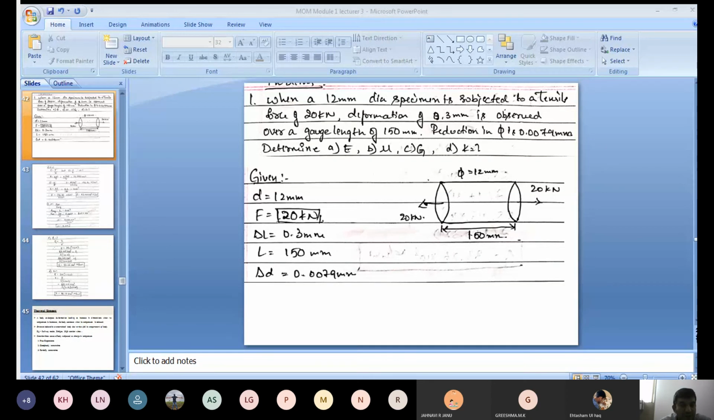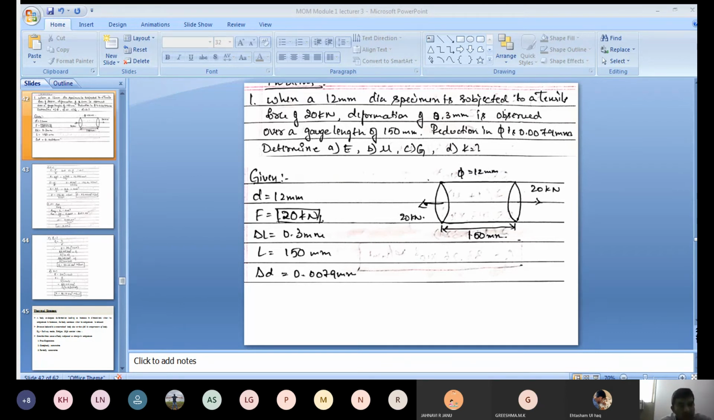Poisson ratio. How do you determine Poisson ratio? As you know, it's the ratio of lateral strain divided by longitudinal strain. Lateral strain is nothing but change in lateral dimension, that is delta D by D. Longitudinal strain is nothing but change in length by original length. Now you substitute, you will get the mu value.